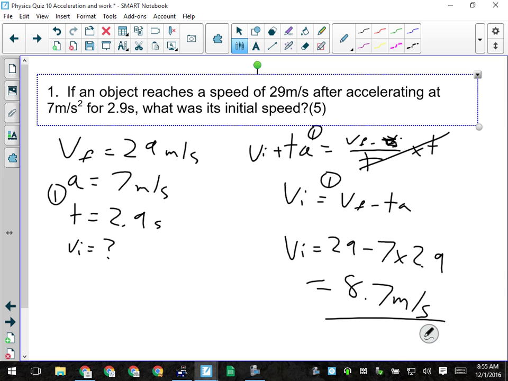Yes, it is, because this has 1 significant digit. So if they did round to 9, that would be fine. There's only 1 significant digit in this question, so that's actually what the answer should be. Okay, second one.